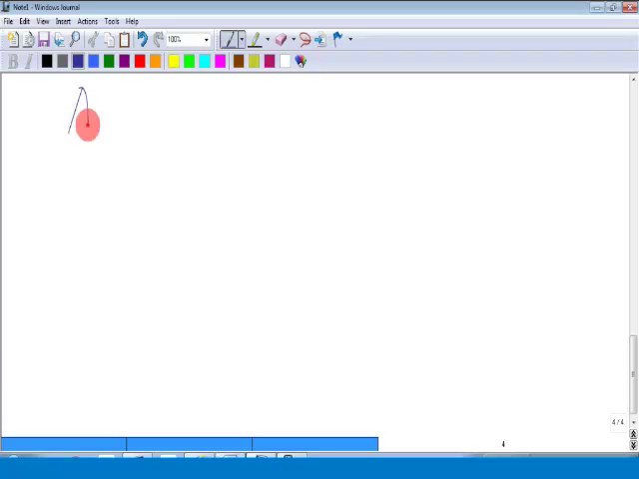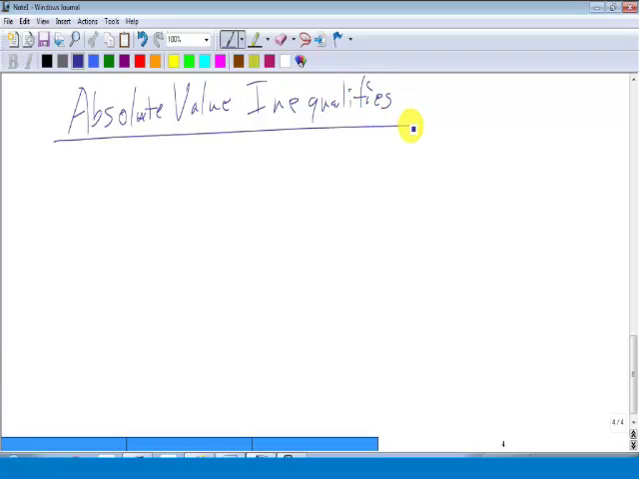Let's see. Let's start with something. This is a general absolute value inequalities. Let's think of some numbers. Real numbers, integers if we can, starting with integers, although we want to go beyond that to rational numbers that might not be integers and irrational numbers.